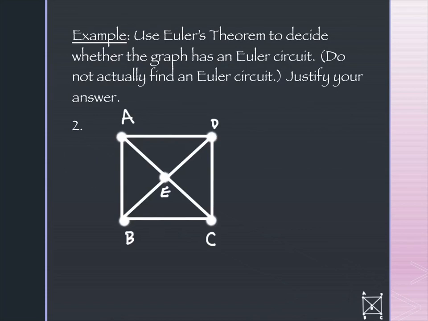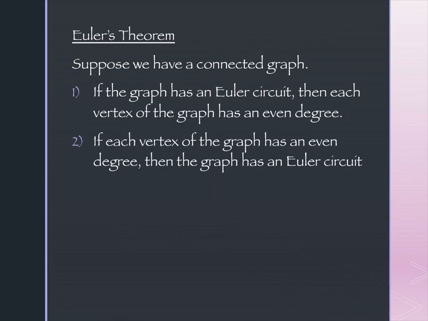First, is it connected? Yes. You can get from any vertex to any other vertex without going off the paths, off the edges. So it's connected. What we're being asked is if it has an Euler circuit. It doesn't really want us to find one, it just asks us if it's possible. So how do we decide, according to this theorem, if it's going to have an Euler circuit?